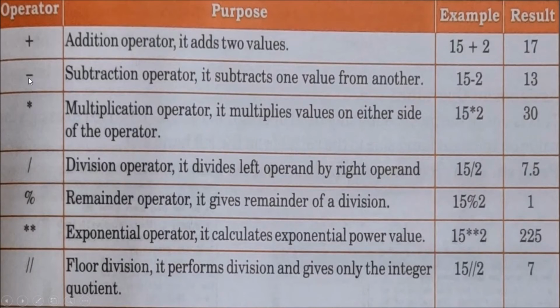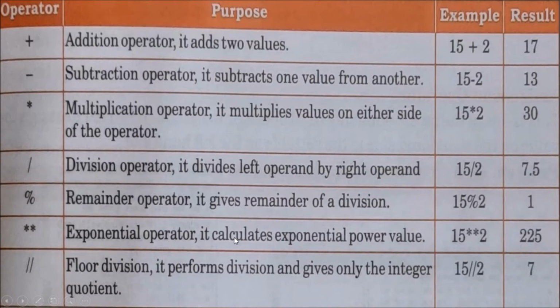Our next operator is subtraction, that is minus here. It will subtract one value from the other, and here again we are using two operands. This is one operand, this is the other operand, and this is the operator. Again the next are the multiplication operator, division operator, remainder operator, and exponential operator.